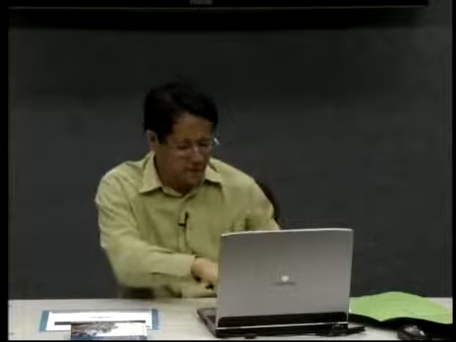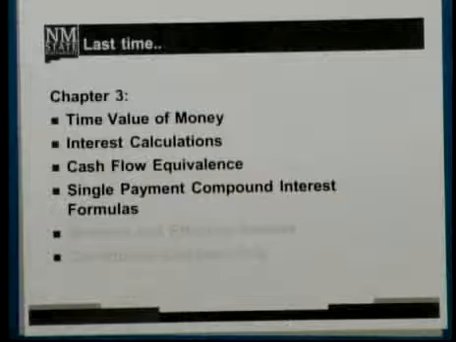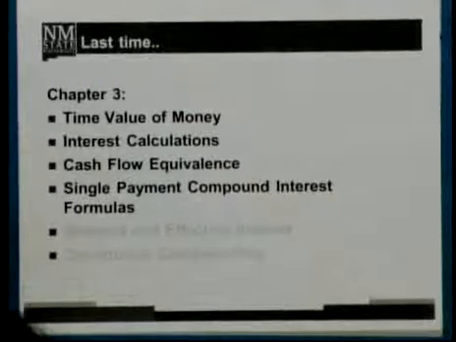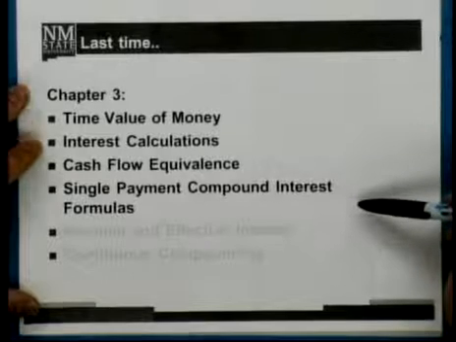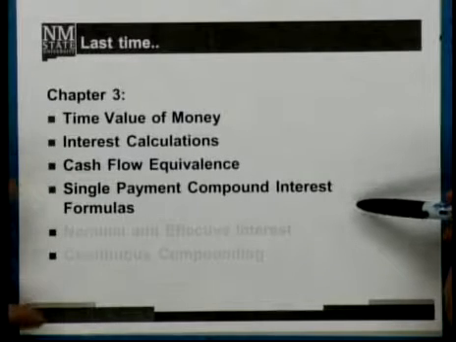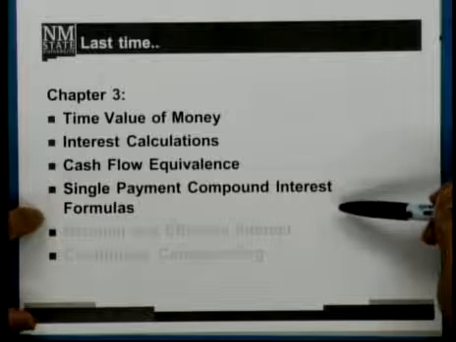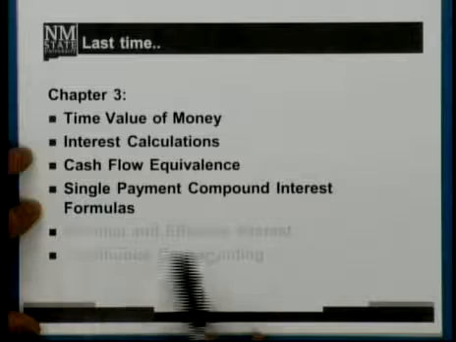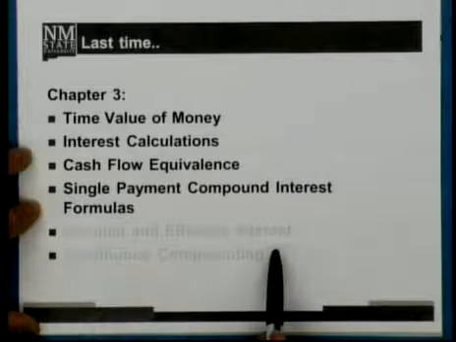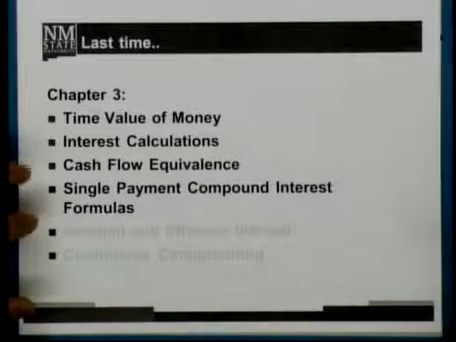Hi everyone. Last time we talked about some part of chapter 3. These are what we've done last time. Today, briefly, we're going to review what we've done last time, and then we're going to solve some example problems from our textbook, and later we're going to talk about the nominal and effective interest, followed by continuous compounding as well. Okay.